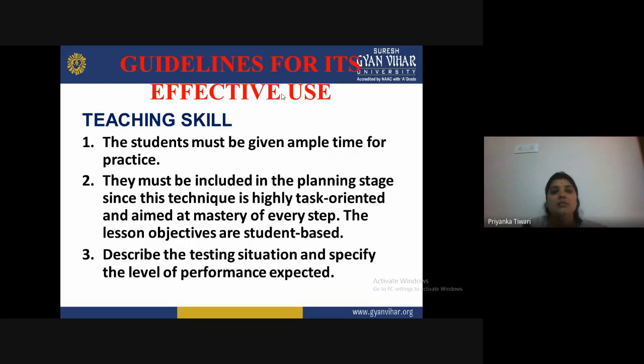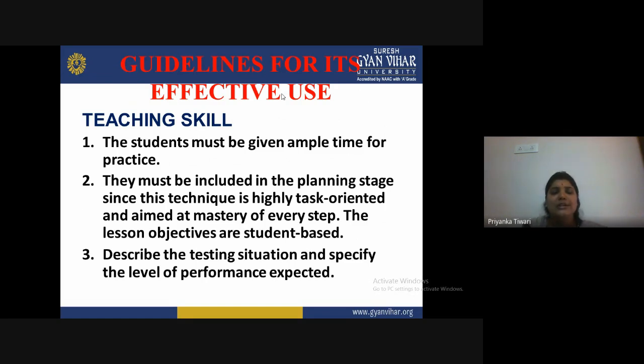Teaching a skill, the students must be given ample time for practice. Here we are just discussing the knowledge, guidelines, and effective use of teaching. So, if we want to give them guidance and effective use of teaching, effective use of tools.